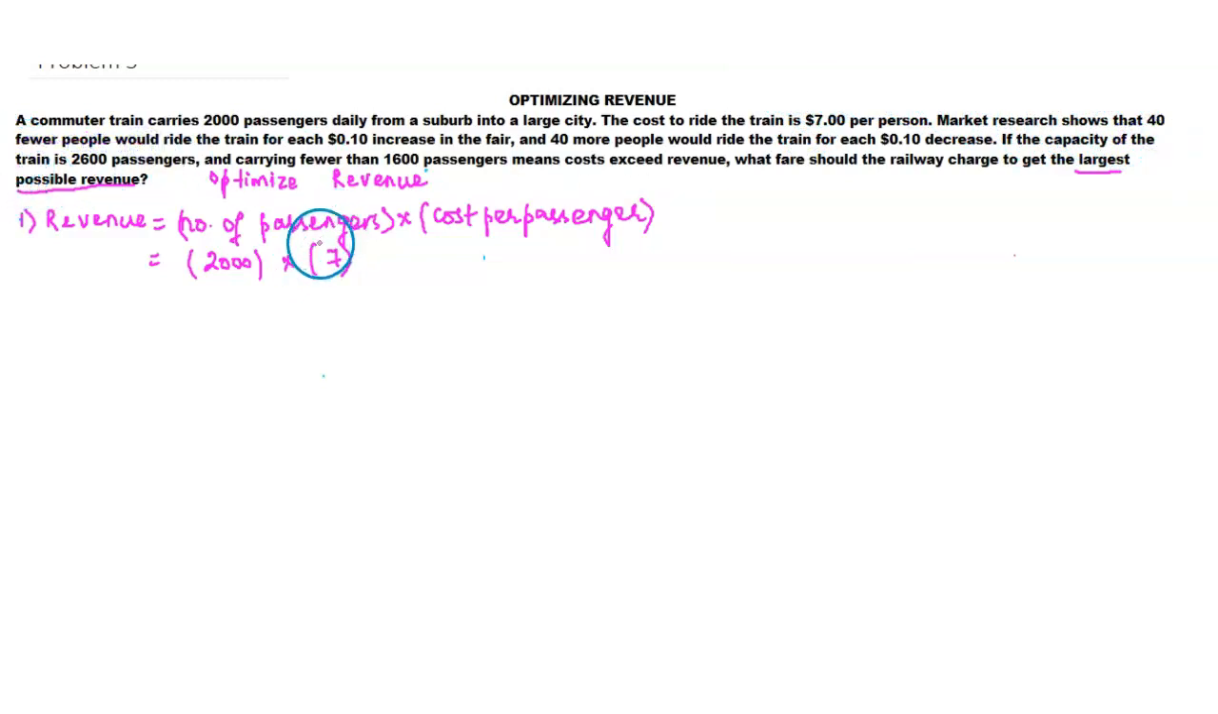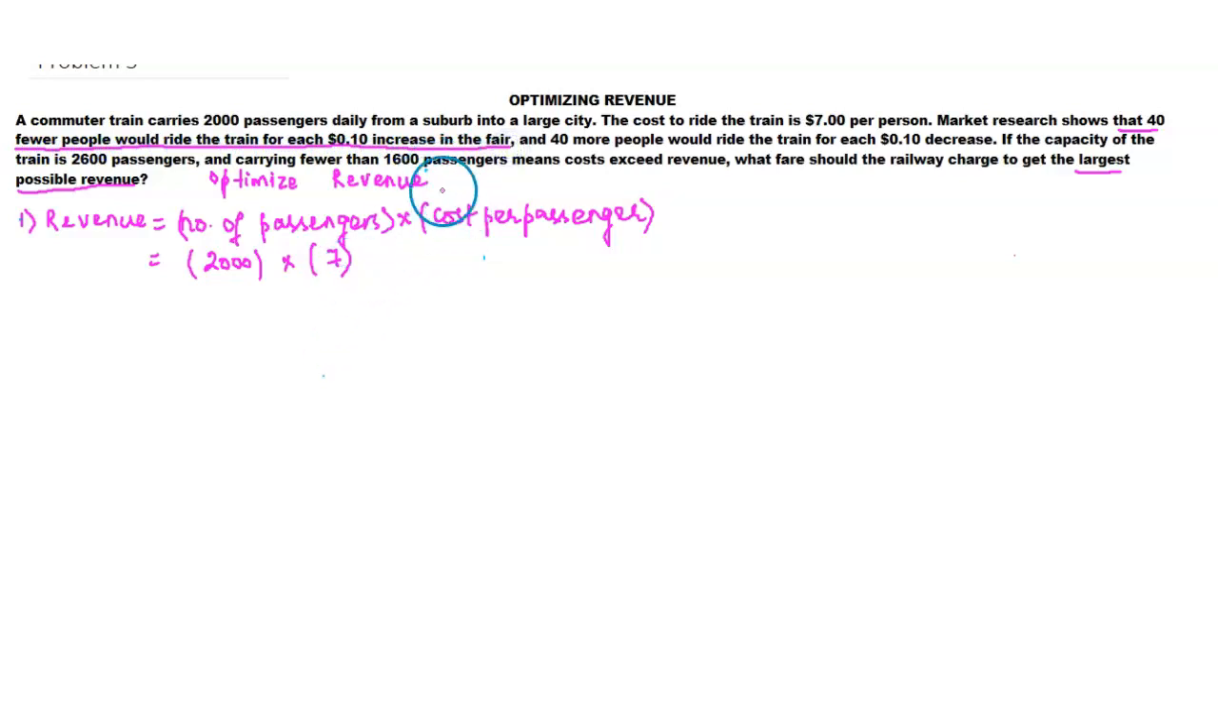Since our goal is to maximize revenue, we need to find the variables for this revenue equation, and the variable will come from this information. They say market research shows that 40 fewer people would ride the train for each 10 cents increase, and 40 more people would ride the train for a 10 cents decrease. So let's use any one of this information. It's up to you, but I'm going to be using the first part: 40 fewer people would ride the train for each 10 cents increase in the fare.